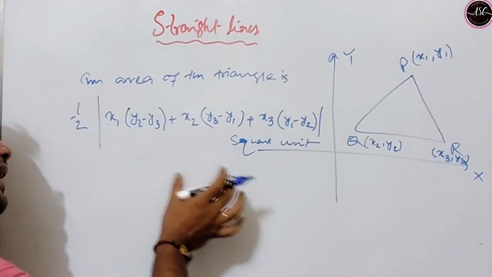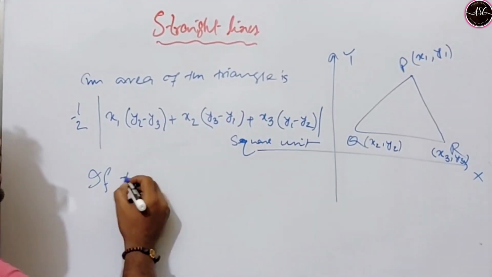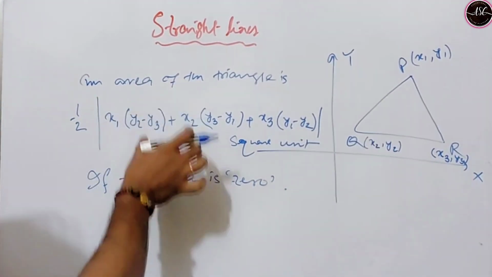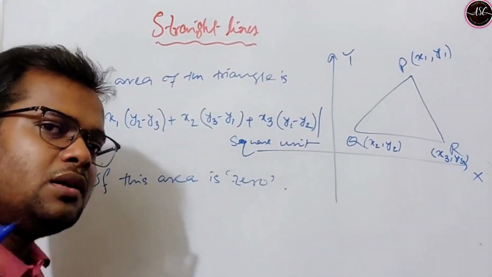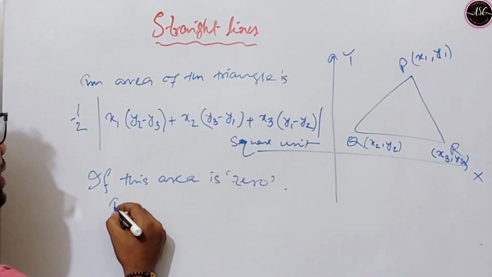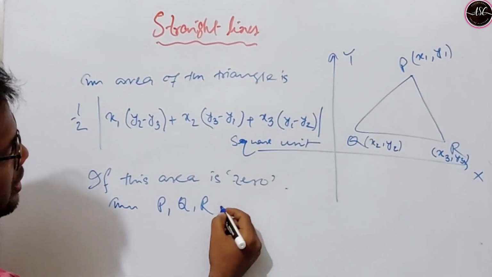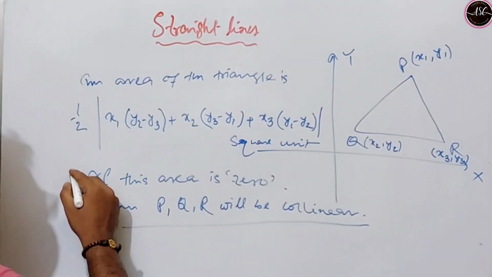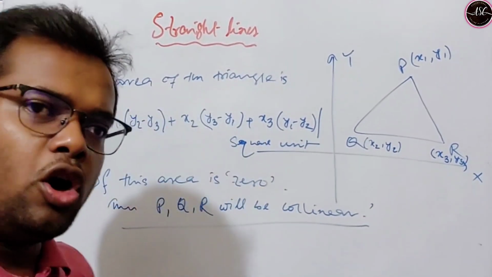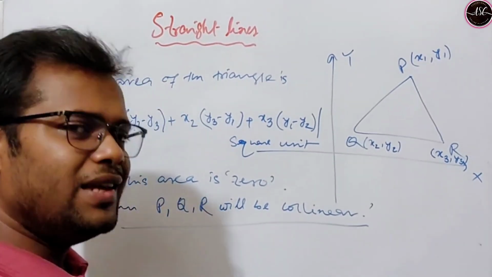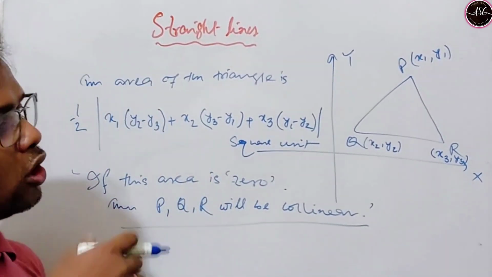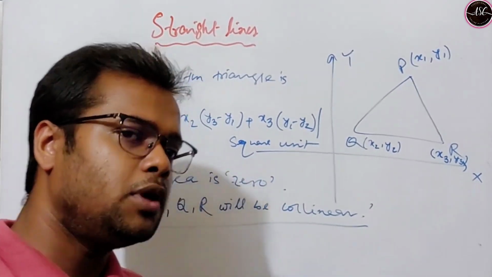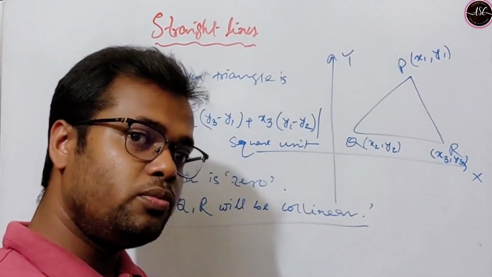Okay, so if this area is 0, that means the value of this area is 0, then PQR will be collinear. Okay, we have learned all this in previous class. And in this class, we will solve various problems with the help of this theorem. There is an additional theorem, but this is the base theorem, so this should be remembered.